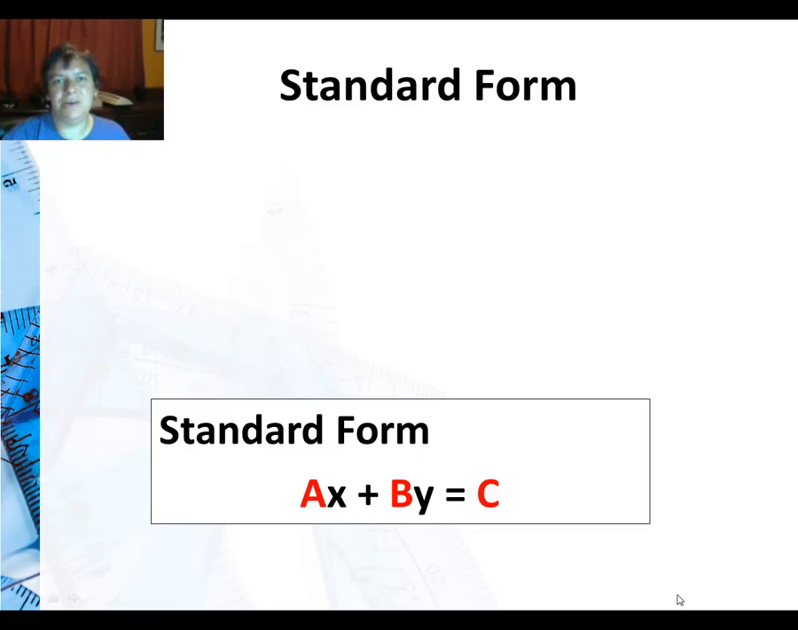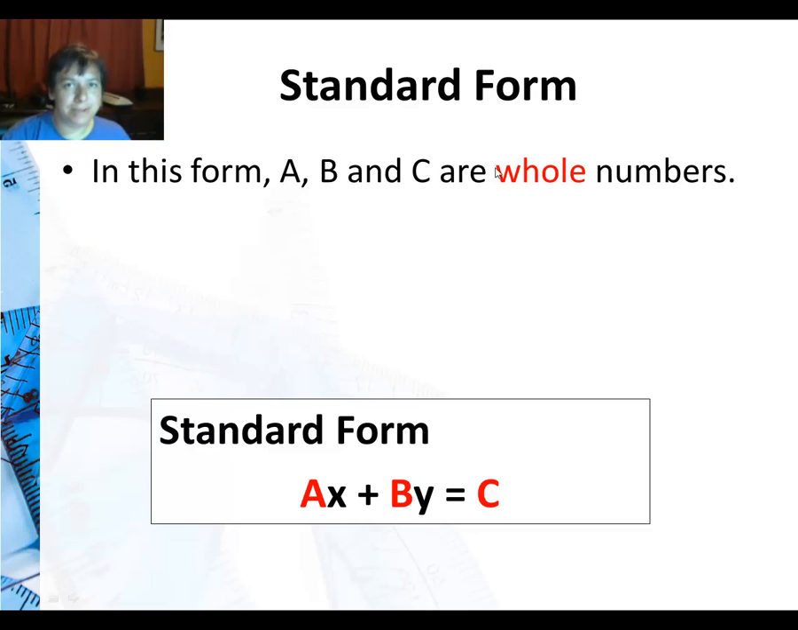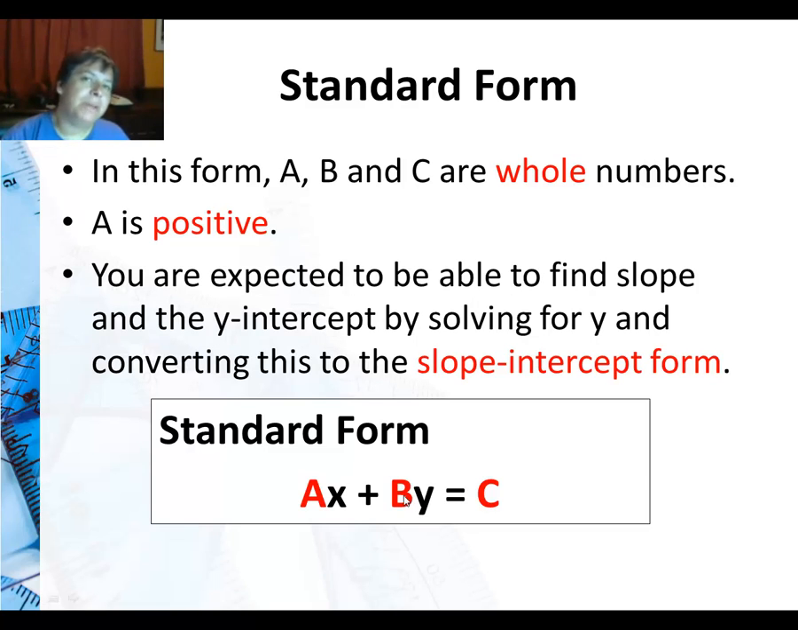Now here's the standard form, which is the ugliest form of the equation of a line. So where does this all come from? A, B, and C are whole numbers. A is always positive. So if this is negative, you need to multiply everything by a negative to make it positive. And are you going to be generating this form? No, not really. But you are expected to be able to graph this form, to know the slope and the y-intercept if I give you this form of the equation. How do you do that? You're going to solve for y and convert this to the slope-intercept form, which is the easiest form to graph.